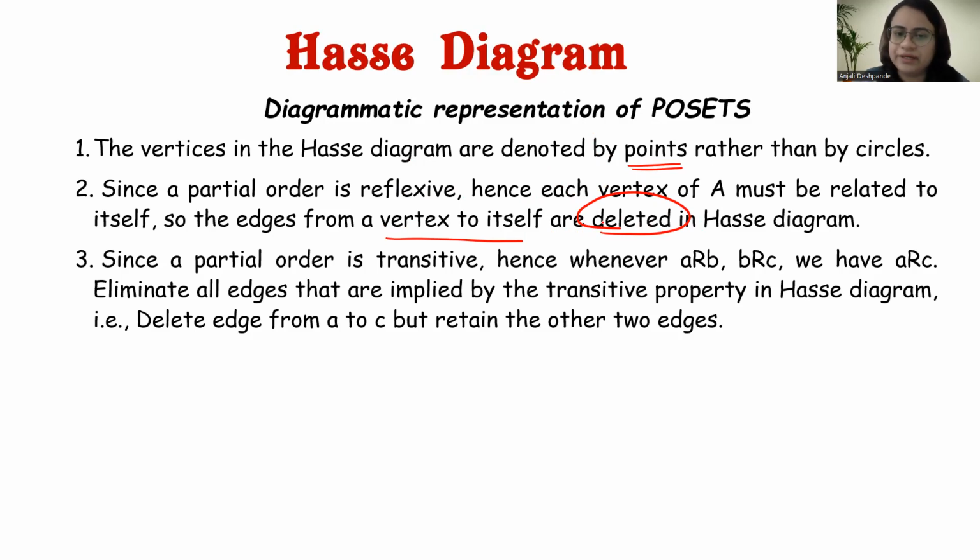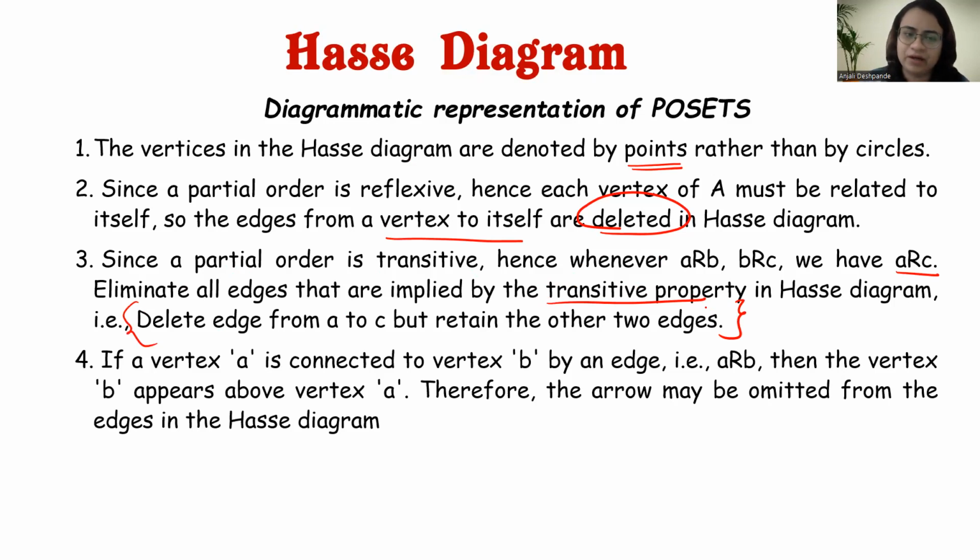Since the partial order is transitive, whenever A is related to B and B is related to C, we have A is related to C. So we eliminate all edges that are implied by the transitive property in the Hasse diagram. That means delete the edge from A to C, but retain the other two edges, that is, A to the intermediate vertex and the intermediate vertex to C. Those are retained, but the direct arrow from A to C is deleted.